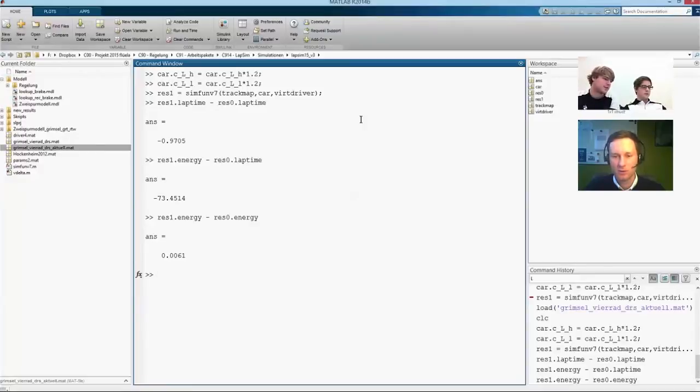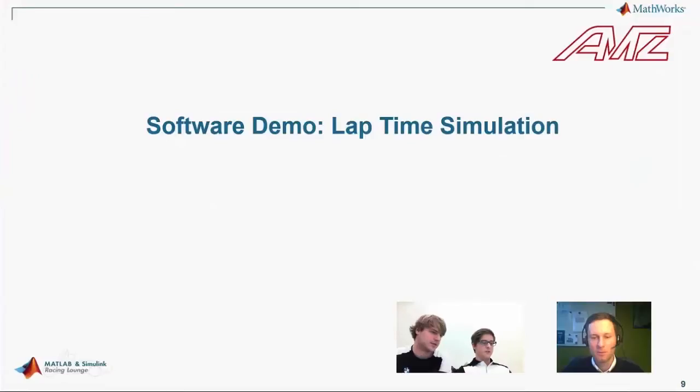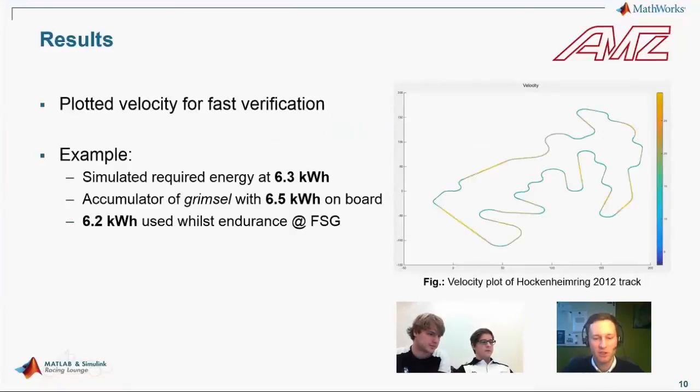Good. So now we would like to come back to the presentation. So what do you do with this information? Exactly. What you see here in this plot is the velocity plotted over the track. It's Hockenheim in this plot, and the yellow colors are the higher speeds and the blue colors are the lower speeds.